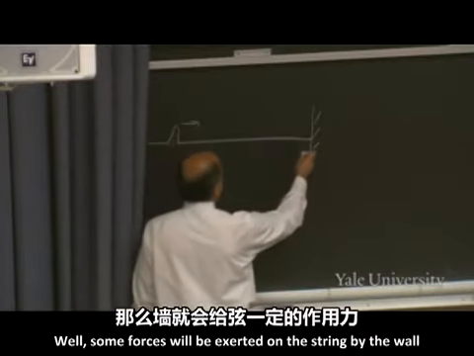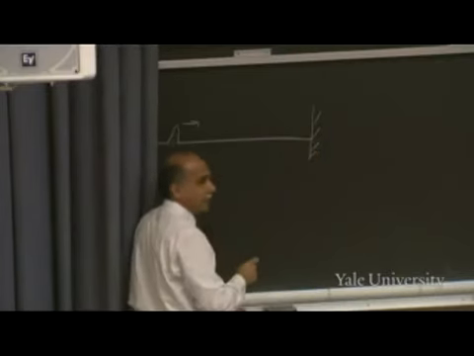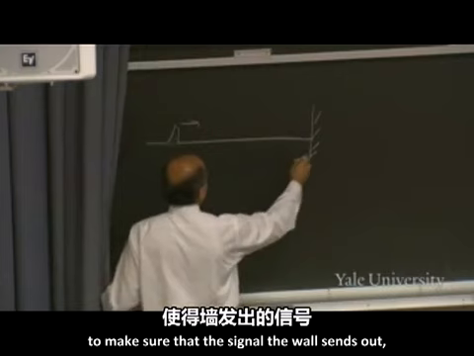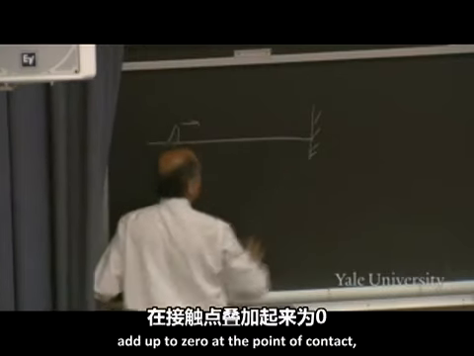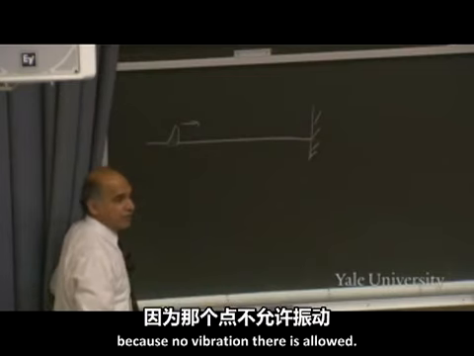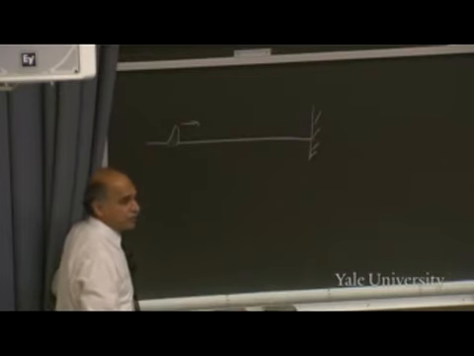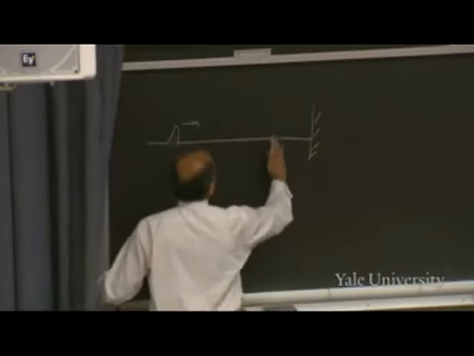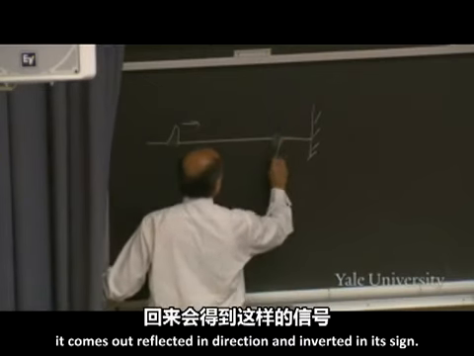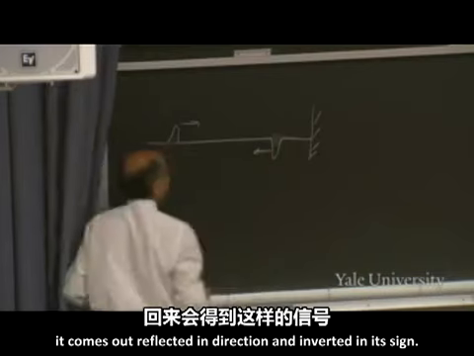Well, some forces will be exerted on the string by the wall to make sure that the signal the wall sends out, along with the signal you send out, add up to 0 at the point of contact, because no vibration there is allowed. And the result of that is that when a signal goes out like this, it comes out reflected in direction and inverted in its sign.